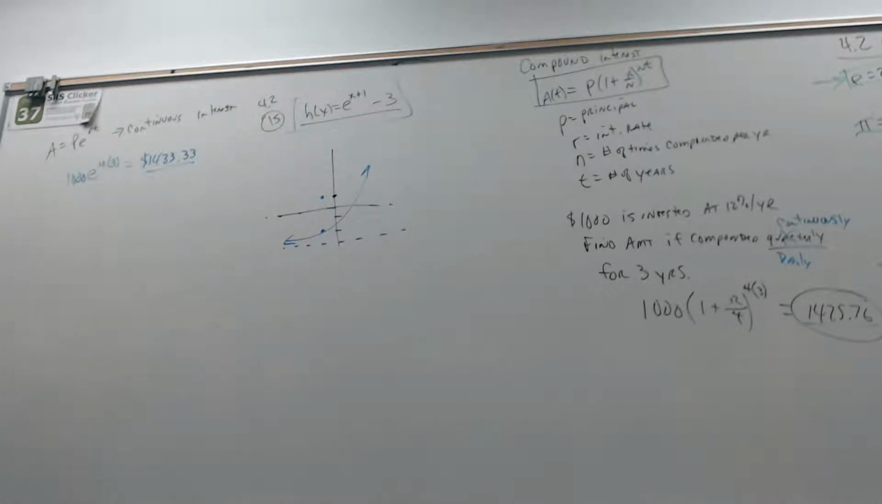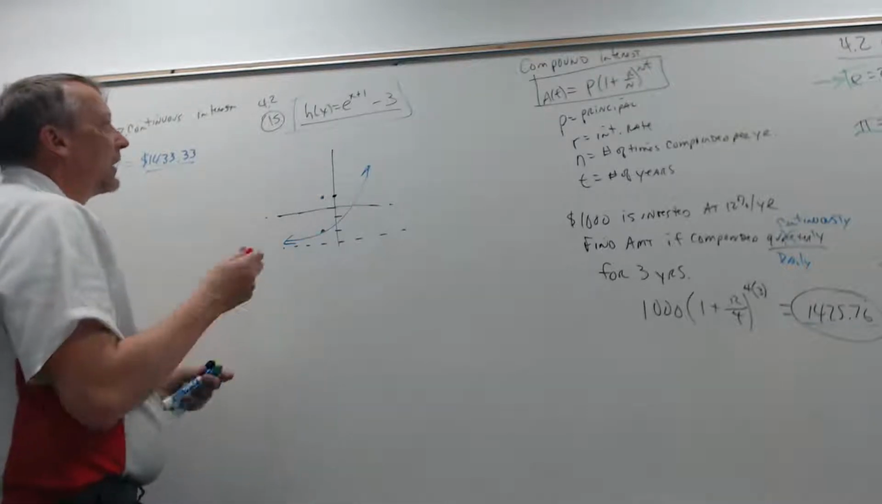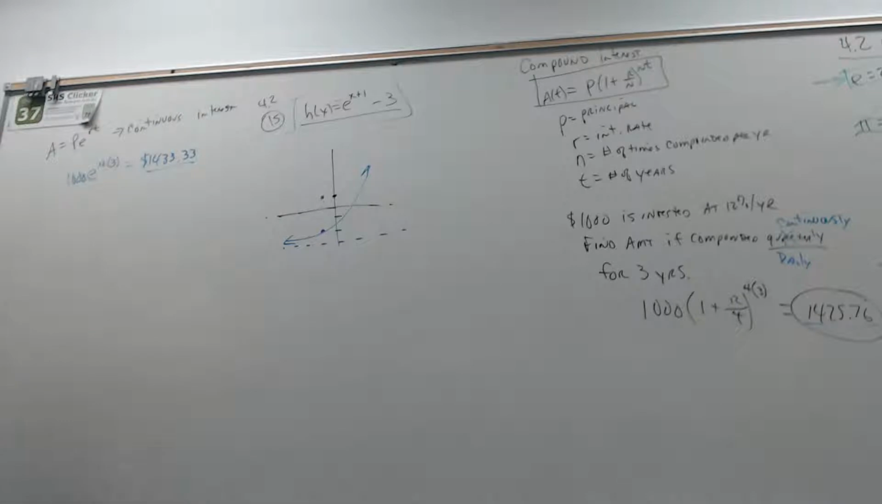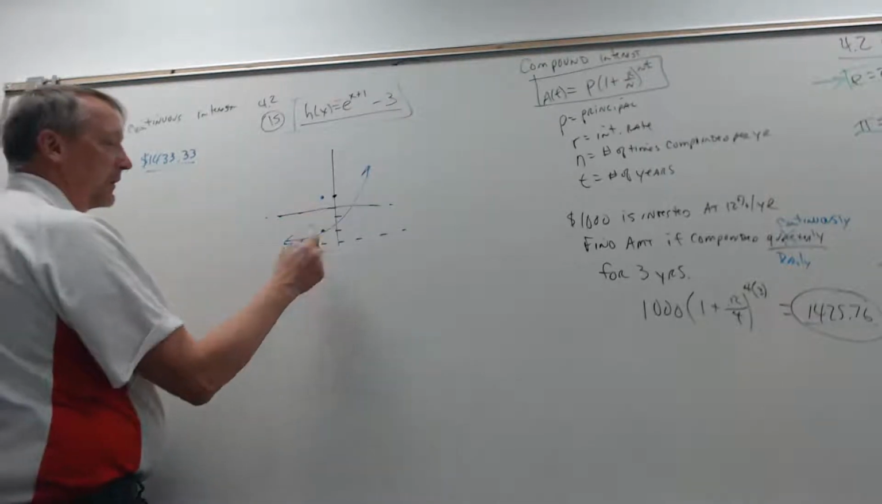So that's a positive graph, and if it were a negative e, it would be going down. What would a negative e do to it? It'll flip it. Flip it where? On the y-axis. It would flip it over the asymptote. Yeah, right. So it's going to flip it over the asymptote.